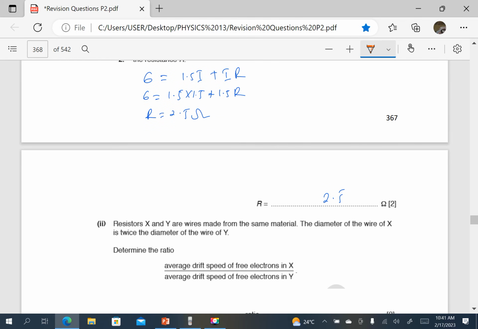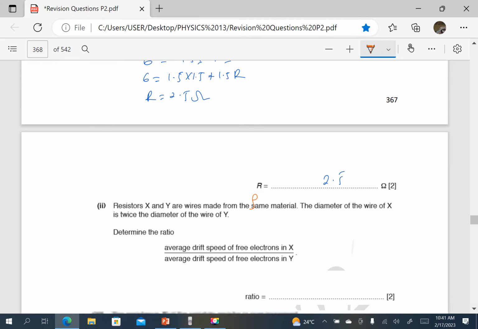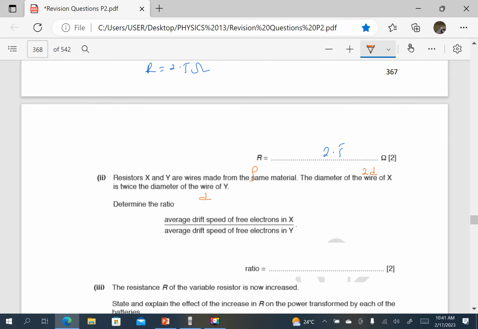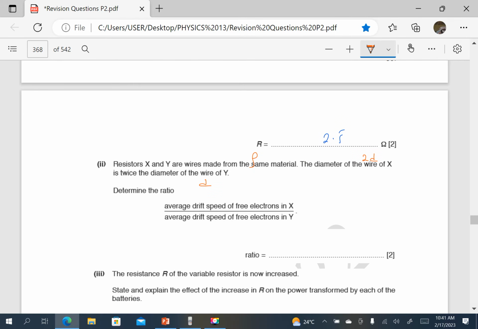Resistor X and resistor Y are wires made from the same material, which means resistivity is the same. The diameter of the wire of X is twice the diameter of the wire of Y. So if diameter of Y is d, diameter of X is going to be twice d. Determine the ratio of the average drift speed of free electrons in X over the average drift speed of free electrons in Y.